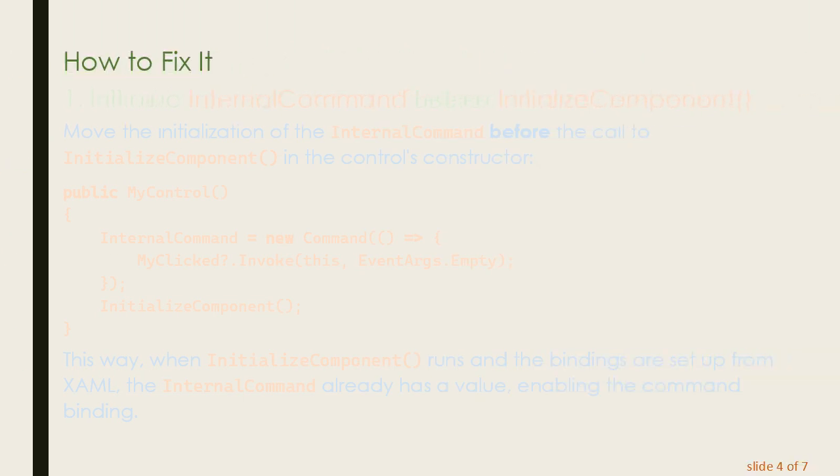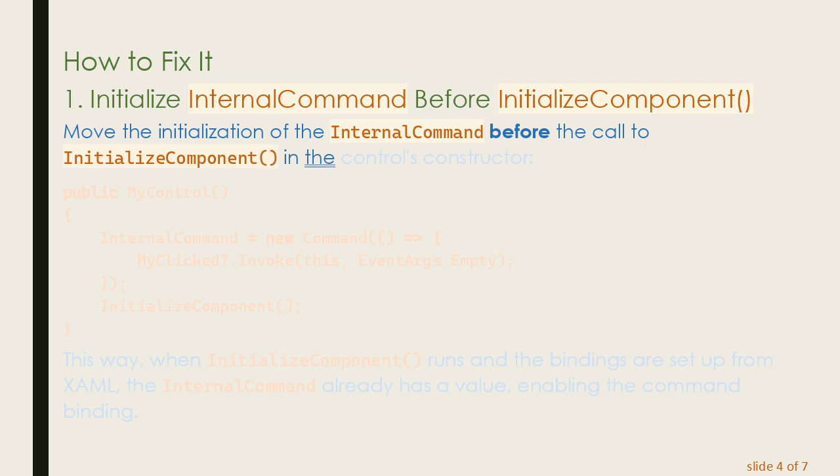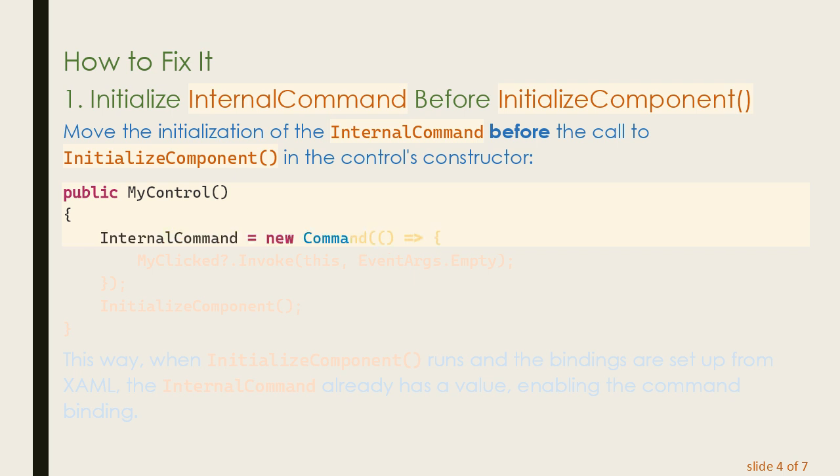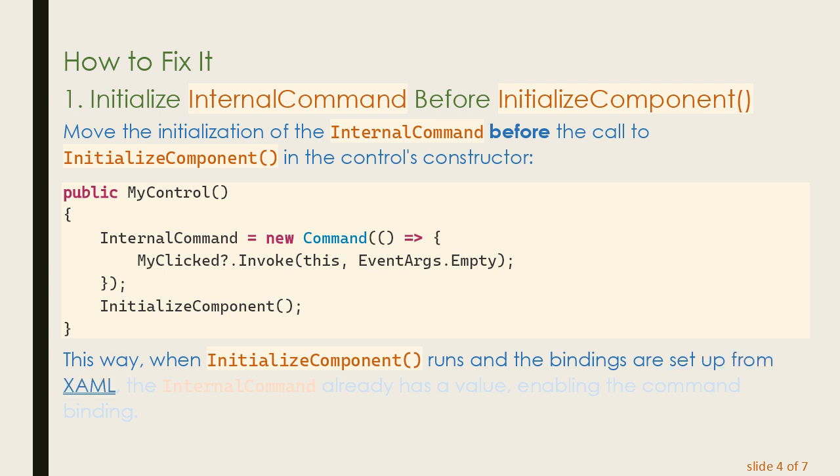How to fix it? 1. Initialize the internal command before InitializeComponent. Move the initialization of the internal command before the call to InitializeComponent in the control's constructor. This way, when InitializeComponent runs and the bindings are set up from XAML, the internal command already has a value, enabling the command binding.